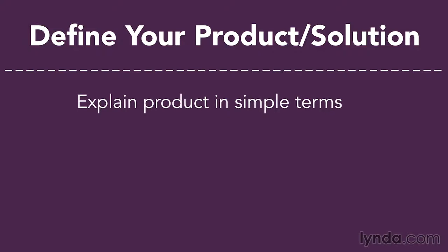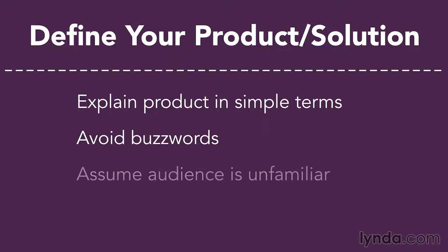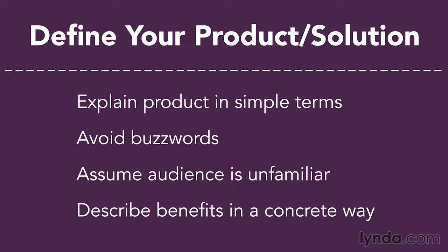Your business plan needs to clearly define your product. Explain the product in simple, non-technical terms. Avoid buzzwords, and also assume your audience is completely unfamiliar with your product. Describe how that product solves a problem and talk about the benefits in a very concrete way. Allow me to offer 2 product descriptions. Now, this is for the same exact product.